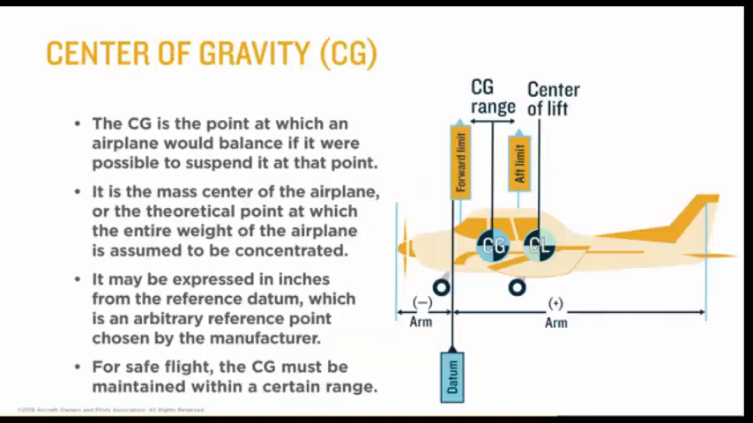Alright, so the center of gravity is the point at which the airplane would balance if it were suspended at that point. So it is the mass center of the airplane, or its theoretical point at which the entire weight of the airplane is assumed to be concentrated. It may be expressed in inches from a reference datum, which is an arbitrary reference point chosen by the manufacturer. So for safe flight, the center of gravity must be maintained within a certain range. So we can see the diagram there.